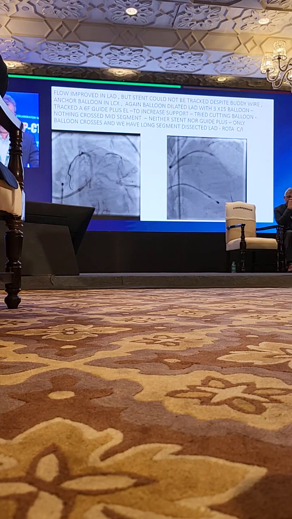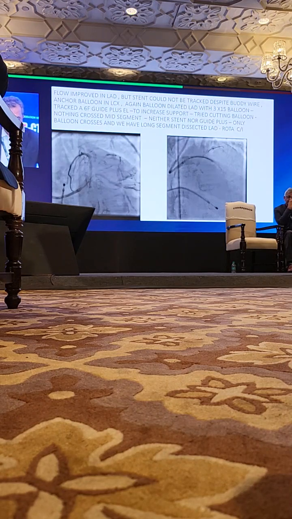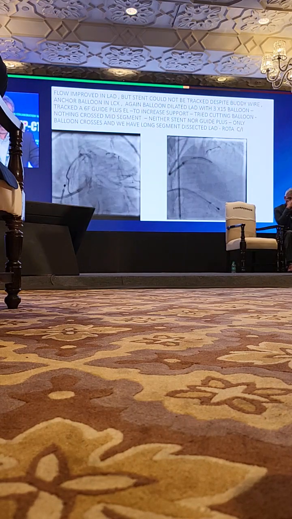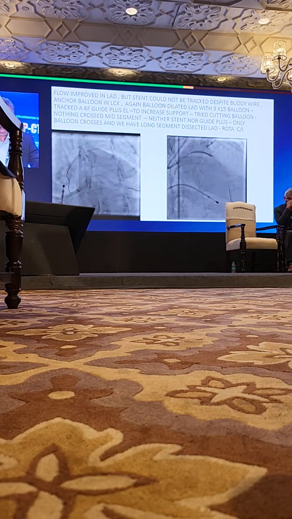We put in a buddy wire. We couldn't track the stent down. We had a wire in the L6, which we used as an anchor. Still we couldn't track the stent down. We balloon dilated again with a 3.0 by 15 balloon. Still we couldn't track it. We put a Guideliner down, a Guideliner EL, to increase support. We tried passing a cutting balloon. Neither the stent, the Guideliner, nor the cutting balloon, nothing crosses the mid segment.